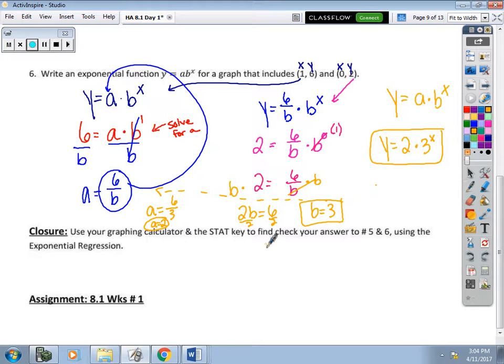So again, for your notes, remember we did press stat, edit, and we input x and y values. And then we chose stat, calculate, exponential regression. And you have to hit enter 2 times.